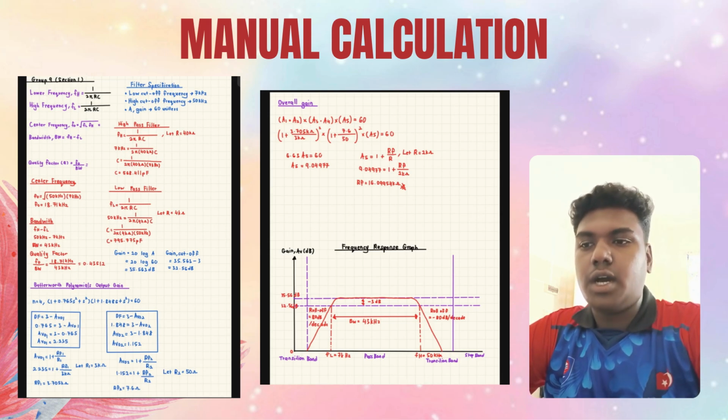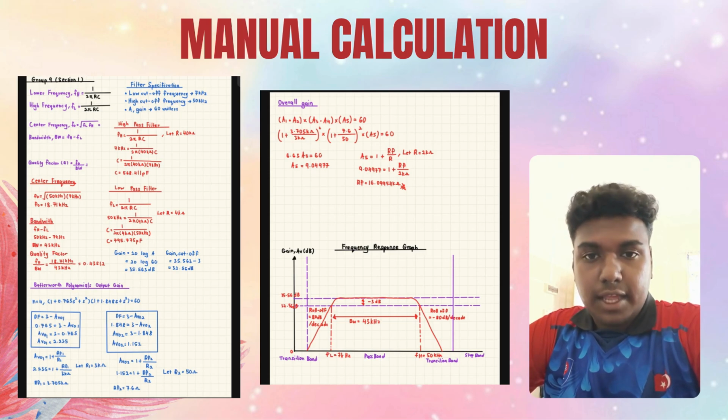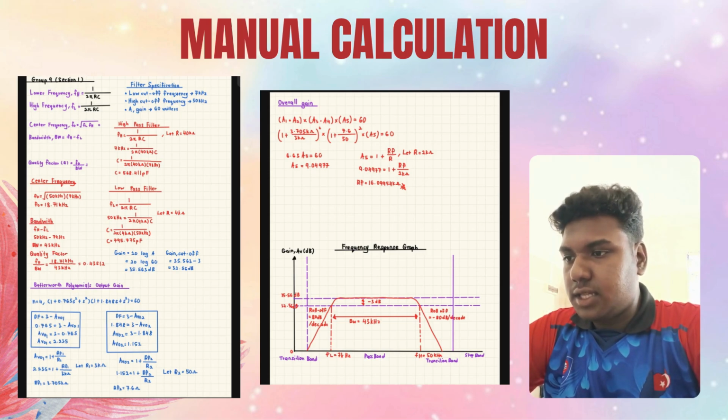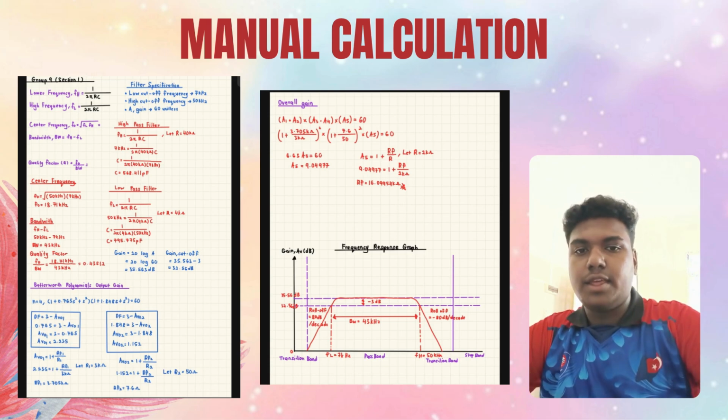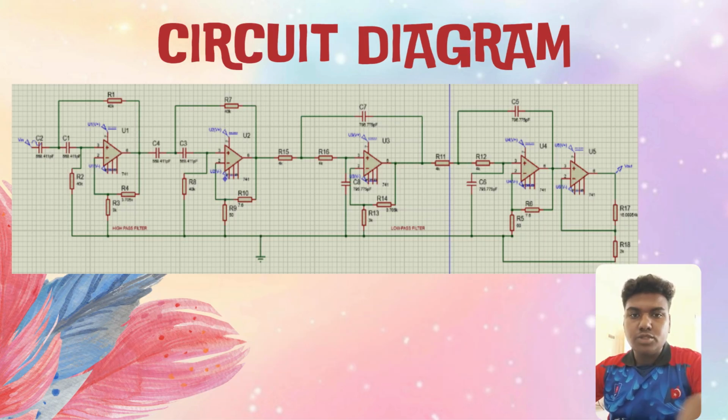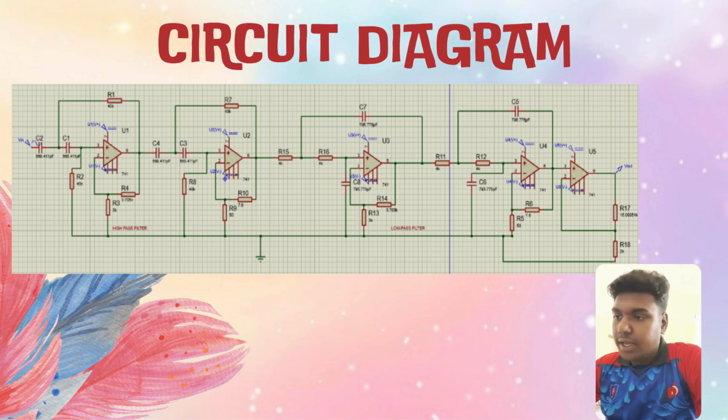The last one is the frequency response graph. I will show our graph later. Okay, thank you. So back to our circuit diagram. This is our circuit design. As you can see, we have used 5 op-amps in our circuit. This is the overview of our circuit.